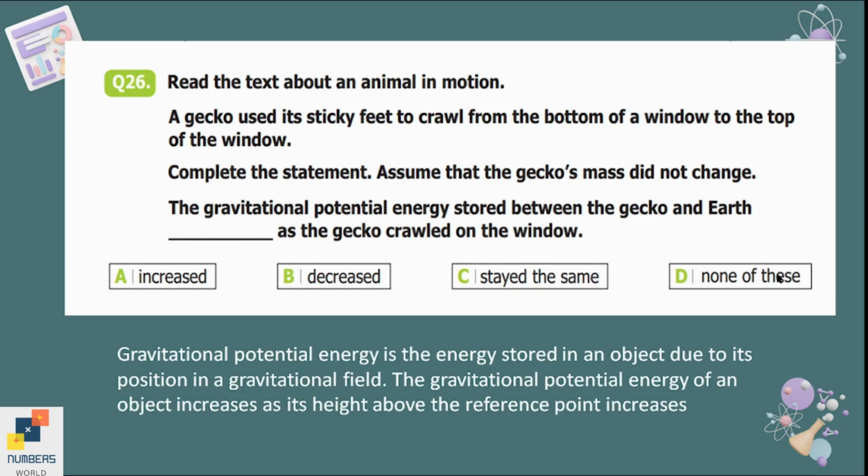So, gravitational potential energy is the energy stored in an object due to its position in a gravitational field. The gravitational potential energy of an object increases as its height above the reference point increases. So, we will say that option A is the correct one. The gravitational potential energy stored between the gecko and Earth increased as the gecko crawled on the window.